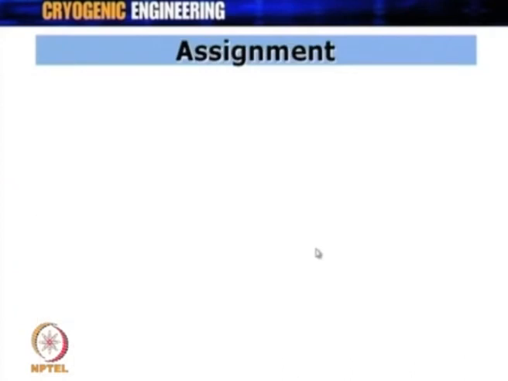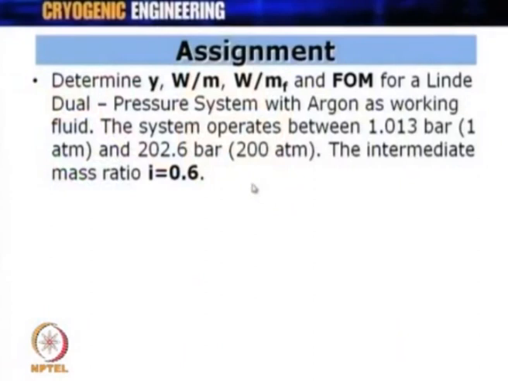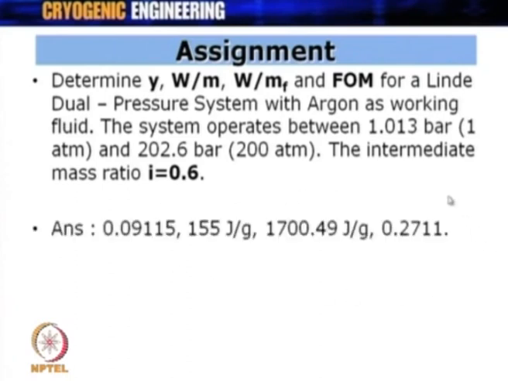With this background, with the way the tutorial has been solved, I have an assignment for you, and only assignment solving will make you perfect. So, what I want you to do is solve the problem again for argon for different pressures of 1 bar and 200 bar. Now, the intermediate mass ratio is taken as 0.6, and we have given the answers also for this case for Y, W by m dot, W by m dot f and figure of merit. So, please do this exercise and check your calculations to get these answers.